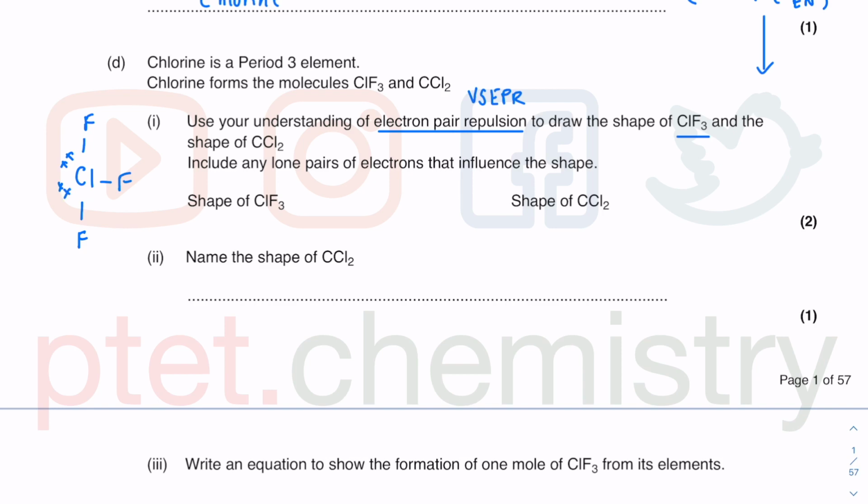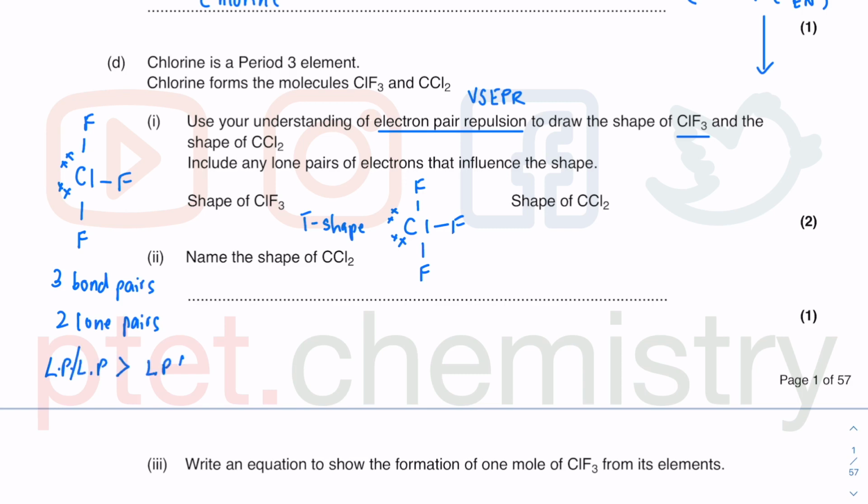So the shape of ClF3 is actually going to be a T-shaped molecule. So draw the shape. The shape is essentially looking exactly like that. And then you've got the 2 lone pairs. So this is called T-shape. The T-shape there basically is a result of 3 bond pairs and also 2 lone pairs on the chlorine. So that means the lone pair repels more than lone pair-bond pair, which in turn repels more than bond pair, giving me the T-shaped molecule.